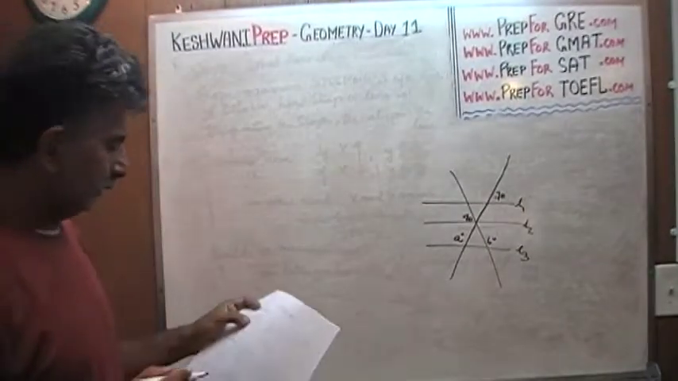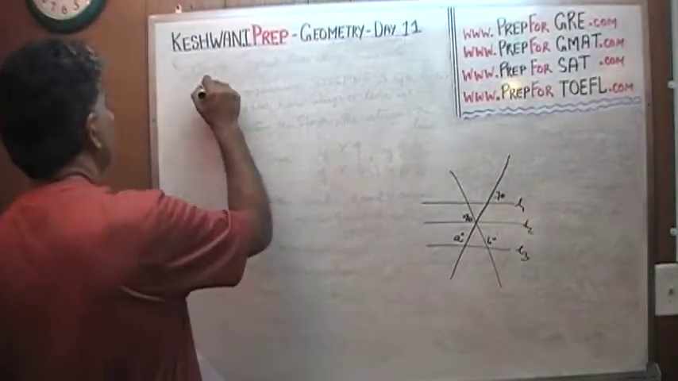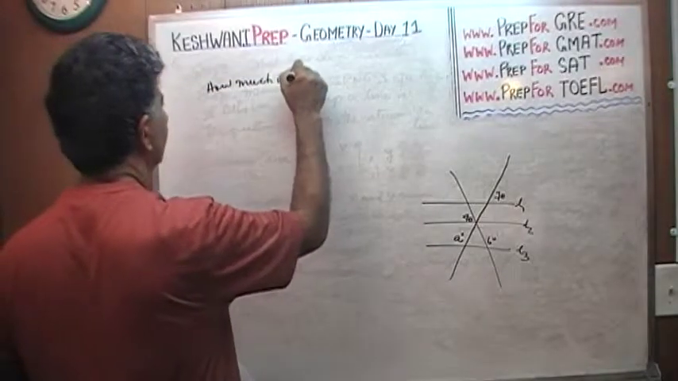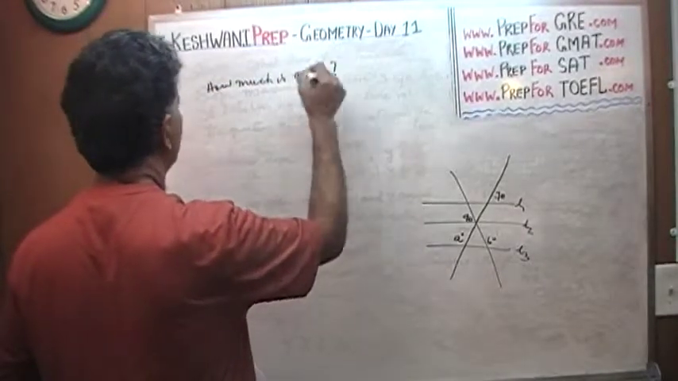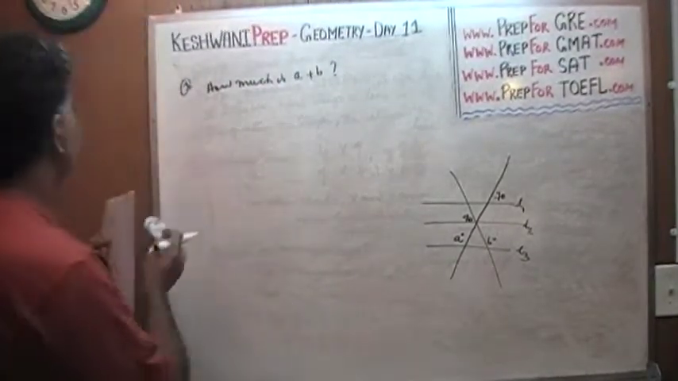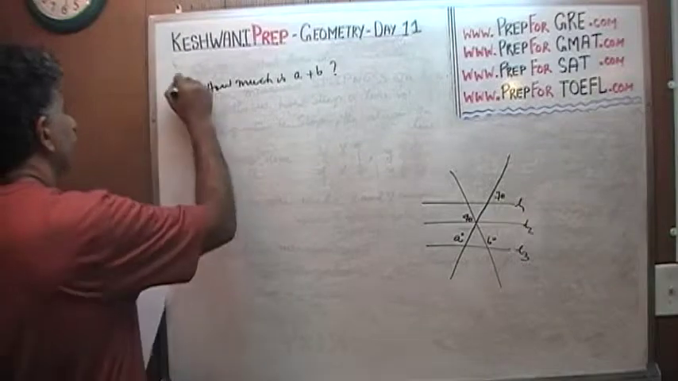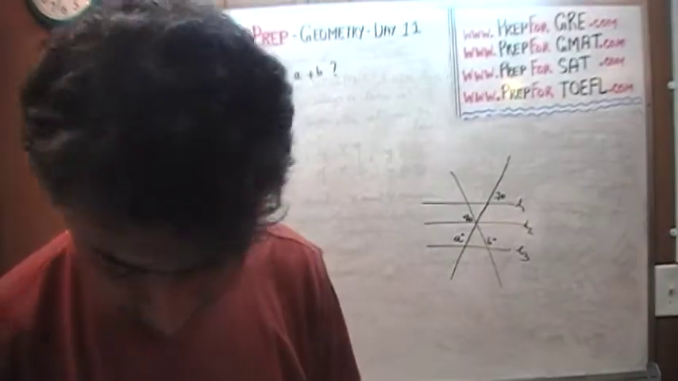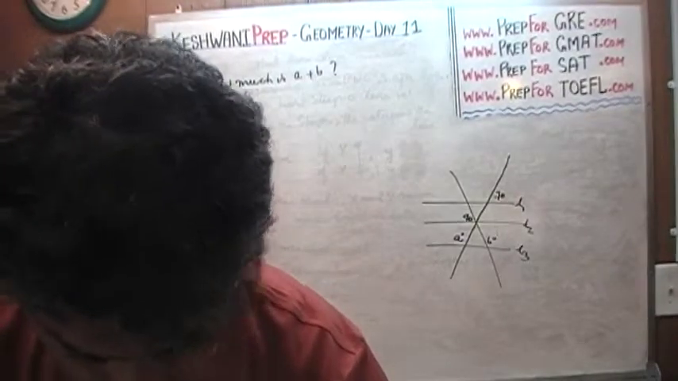The question simply is, how much is A plus B? That's all. Our first problem. How much is A plus B? That's all. So how do we go about doing it?